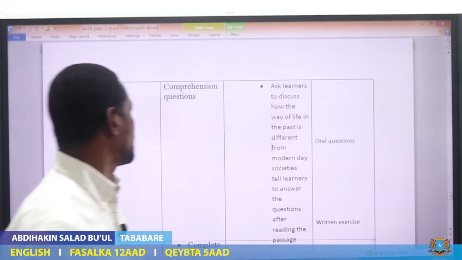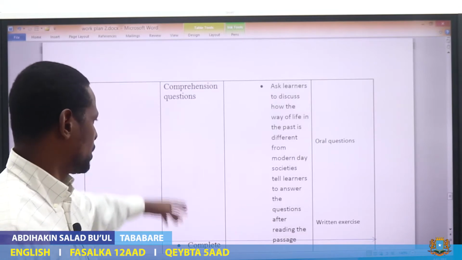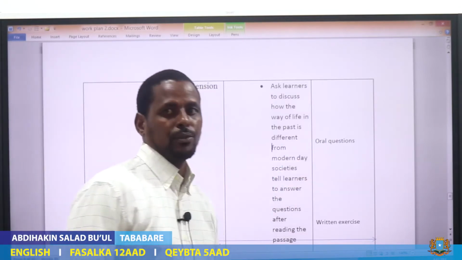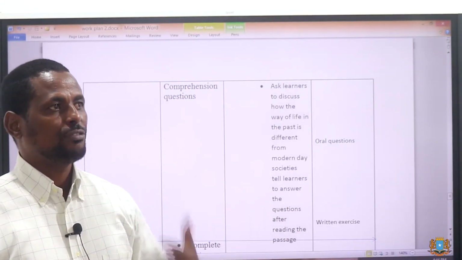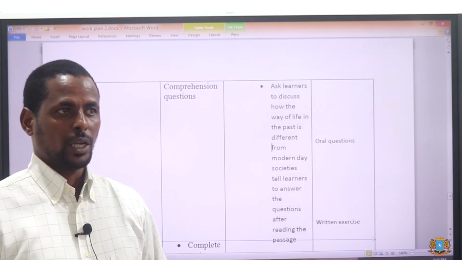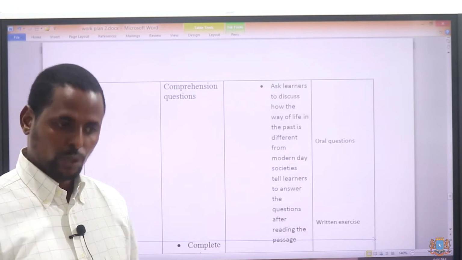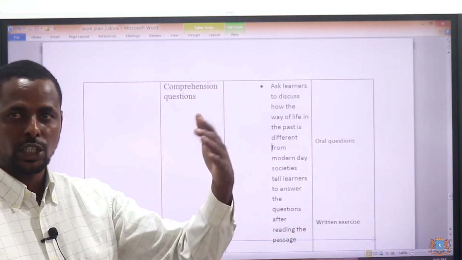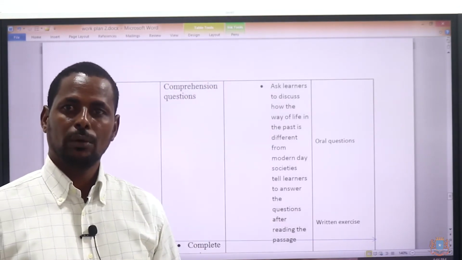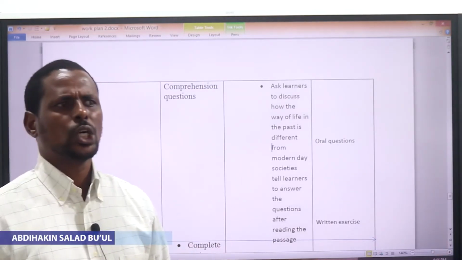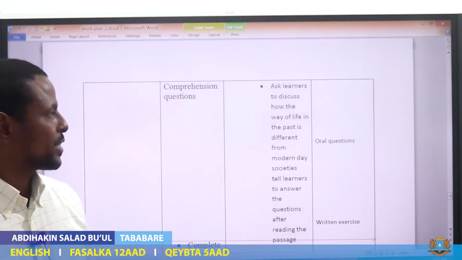Let them read the comprehension passage and then ask them to answer the comprehension questions. This you can do orally. Ask them oral questions after they have read. What is the difference between the life of the people in the past and the people today? The questions are there in the textbook, so you can ask them orally. Maybe if the questions are 10 or 11, you can choose to ask them 2 or 3 questions orally, and the rest they do as a class activity.